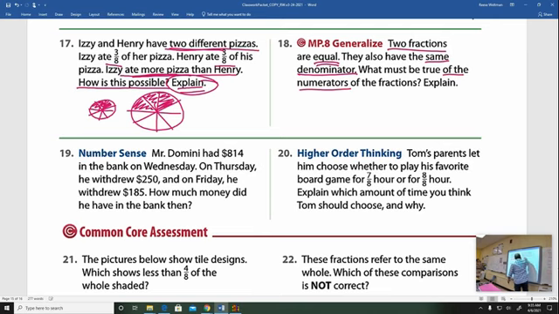What must be true of the numerators of the fractions? Explain. If these are equal fractions and they have the same denominator, what has to be true about the numerators, guys? What has to be true about the numerators? Okay. What must be true of the numerators, guys? If they're equal fractions, they have the same denominator, Jack, what has to be true about the numerators? The numerators also have to be equal.